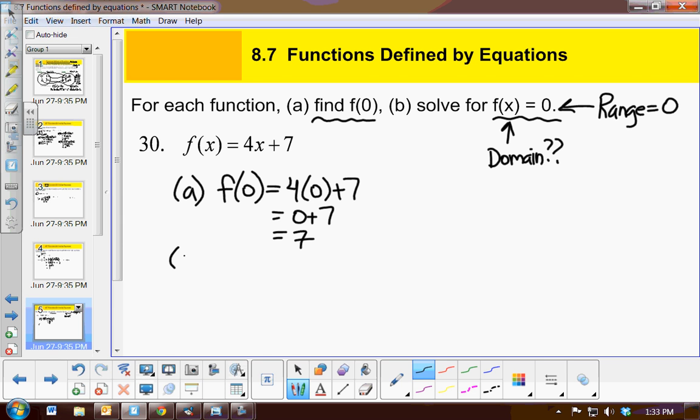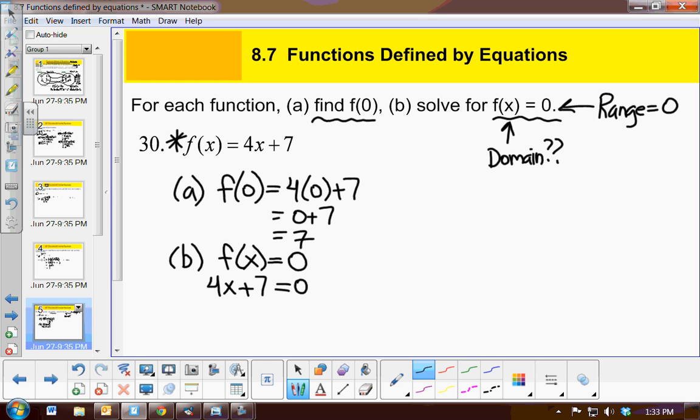Okay, we get that. Now, in part B, it says, given my function, what domain will give me a range of 0? Well, the function is 4x plus 7. Do you guys see how I replaced that? Because up here I'm told f of x is 4x plus 7. Now, when that equals 0, when that has a range of 0, what will x be?